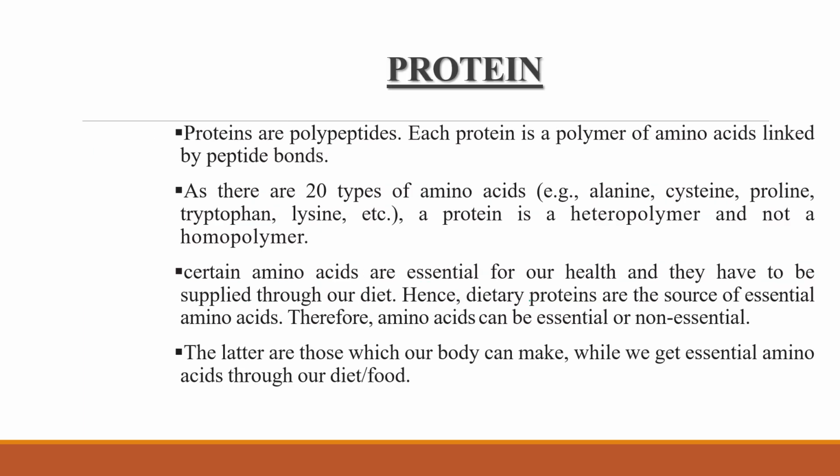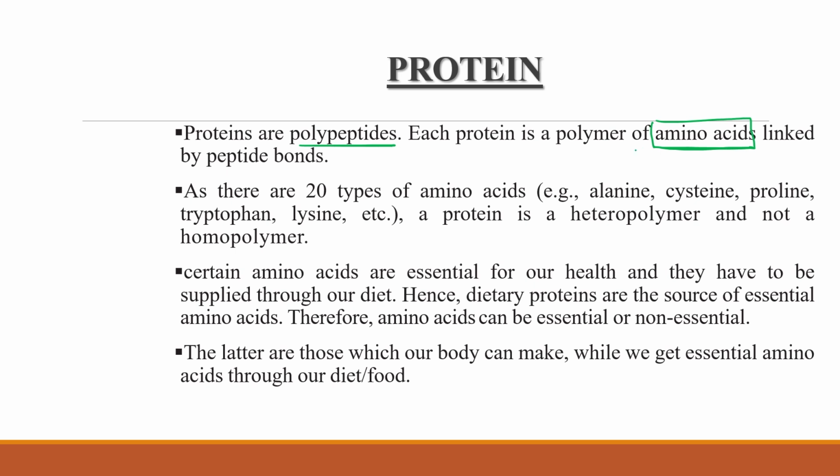Now let's discuss the second macromolecule type, that is protein. Proteins are polypeptides. Each protein is a polymer of its monomer unit. And what is the monomer unit of protein? It is amino acid.